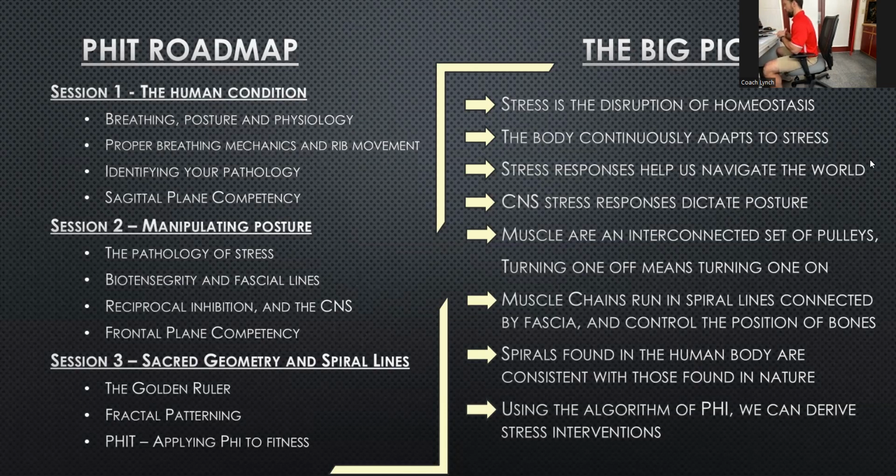Those muscle chains run in spiral lines, which we'll really get into today. Those lines are connected by fascia, which means that one muscle connects to another one and affects it in a certain way. Those spiral lines are also found in nature, the same way they are in the body. And we'll talk about how the algorithm of phi can help us derive some interventions for helping chronic stress. So a lot to unpack.